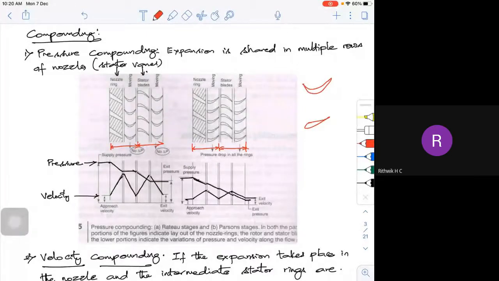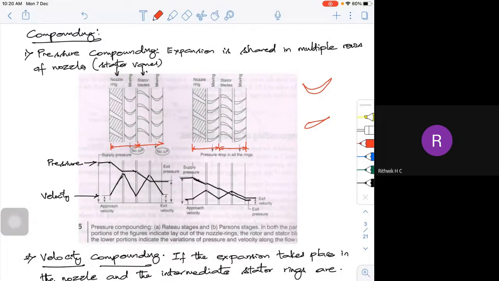If the rotor blade is almost like a cup shape, it is exclusively used for kinetic energy conversion. If it is of an aerofoil type, then it is called a reaction type. Now look at this.